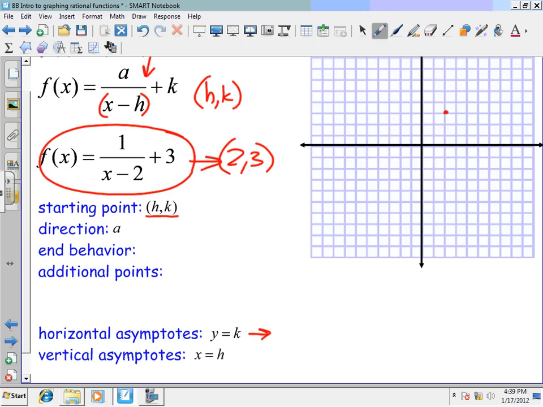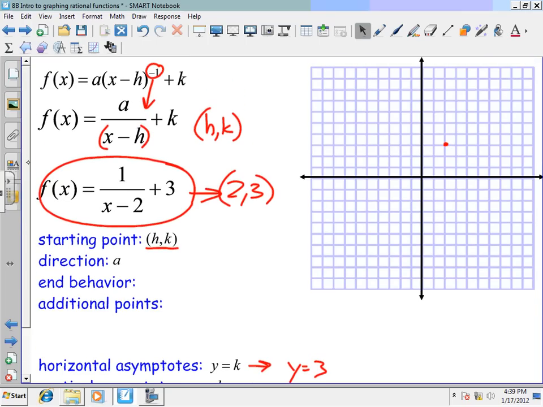That's our vertical displacement, and x is equal to h. That's a horizontal displacement. So I'm going to draw those two here. And in this case, we have y is equal to 3, and x is equal to 2. Okay, and those are the asymptote lines. So let's go ahead and draw those in.